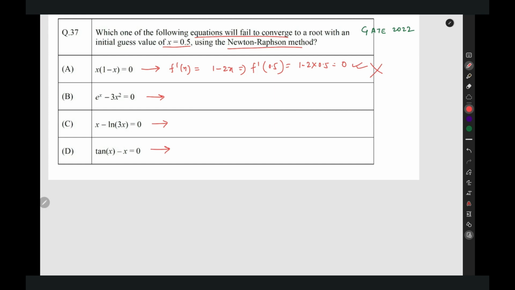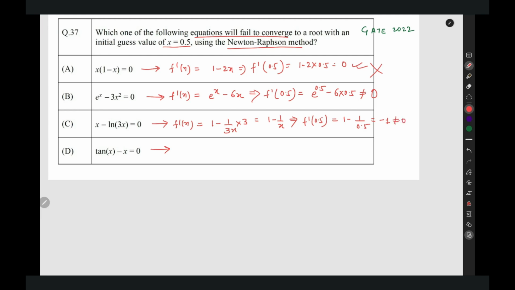Now we will check the other three options also. f dash of x equal to e to the power x minus 6x. So f dash of 0.5, we will put the value, it will be e to the power 0.5 minus 6 into 0.5. So it's not coming to 0. So this will not fail. f dash x will be 1 minus 1 by 3x into 3. So it will be 1 minus 1 by x. After putting the value 0.5, we will get 1 minus 1 by 0.5, that is minus 1.